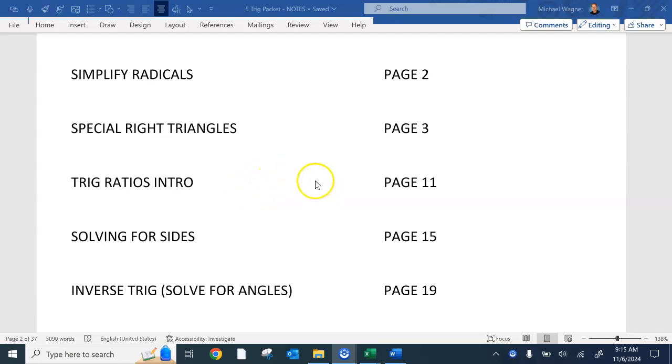Okay, welcome everybody to geometry. Today we're going to learn about trigonometry. We're actually going to start the first official day of trigonometry. So it's a big jump up in your math careers.